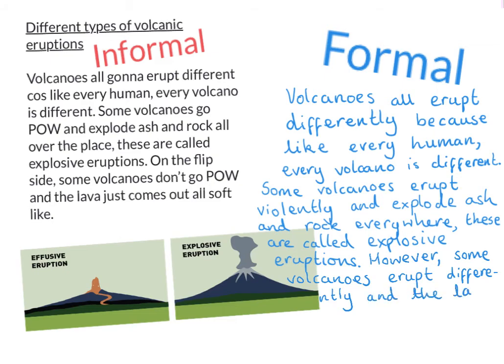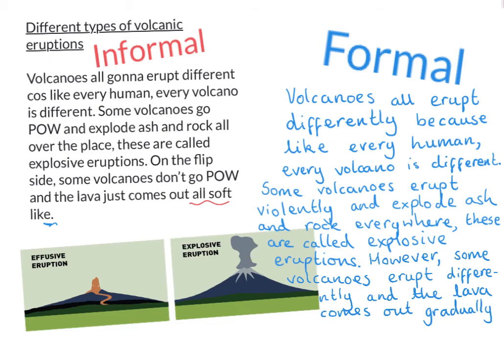the lava comes out. What could we use instead of this? All soft like. So we could say comes out gradually. That means little by little. Or we could say little by little. That would be fine. Comes out gradually. So let's read my sentence. However, some volcanoes erupt differently and the lava comes out gradually.